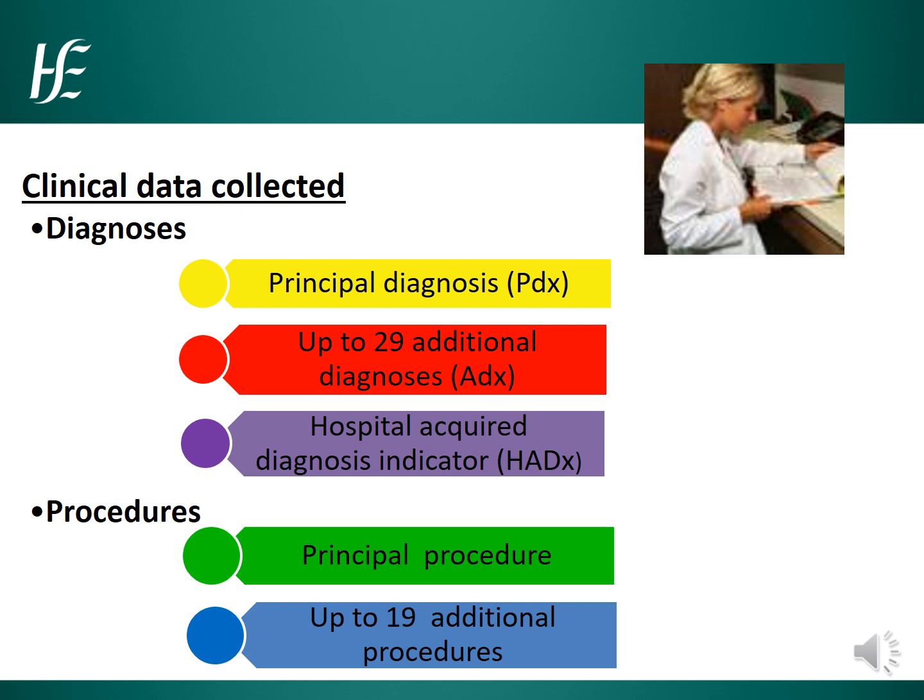The clinical data collected by HIPE includes one principal diagnosis and up to 29 additional diagnoses, along with hospital-acquired diagnosis indicators. It can also collect one principal procedure or intervention and up to 19 additional procedures or interventions.